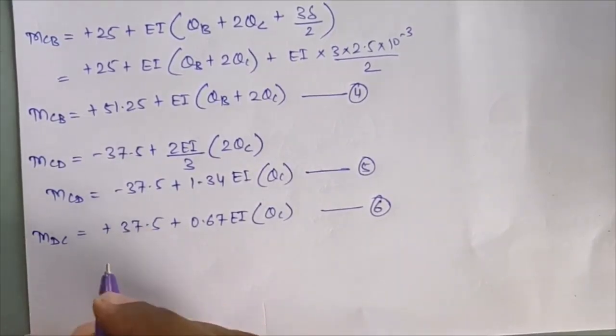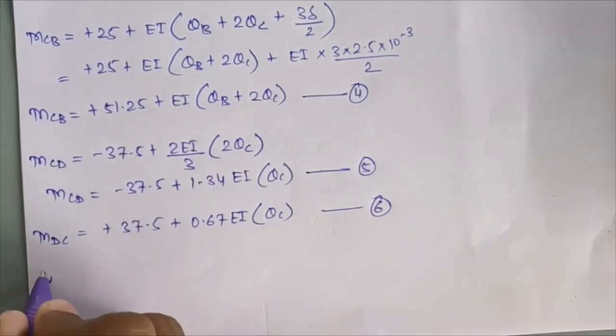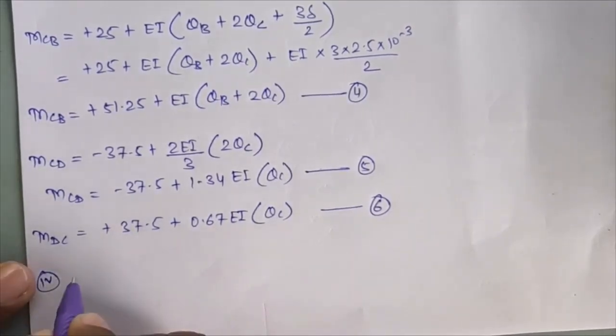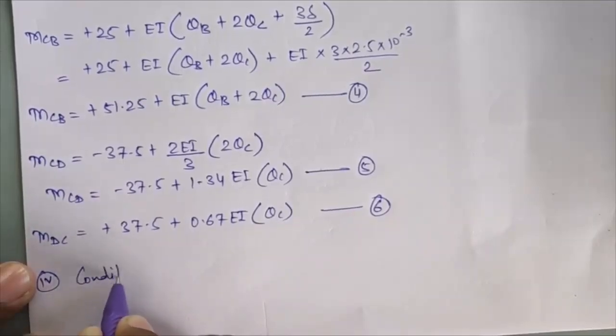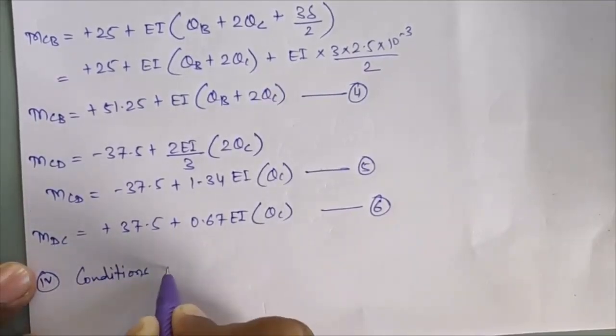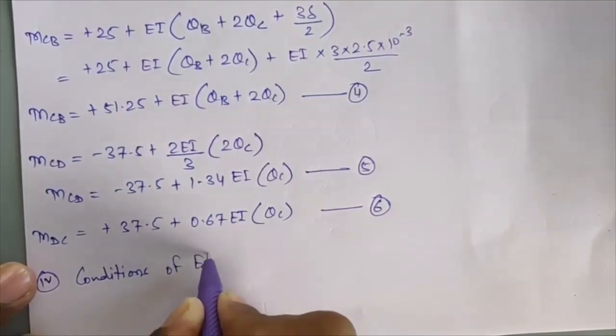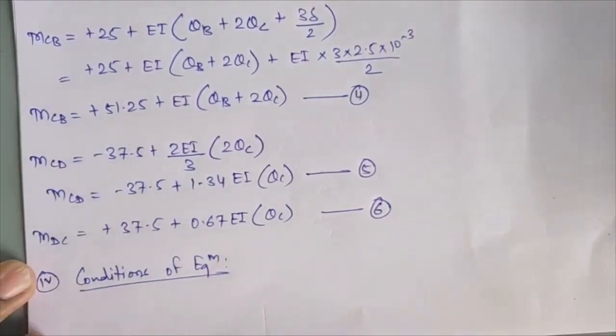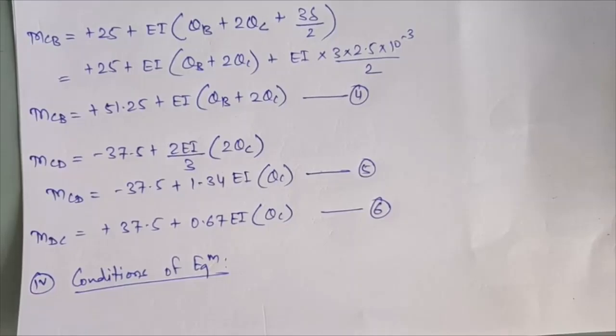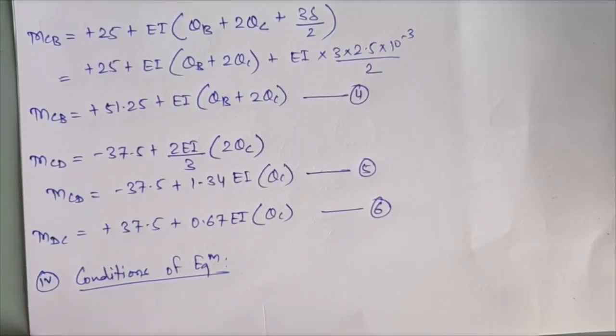Now we'll move to your next step, that is step number 4, conditions of equilibrium. Now conditions of equilibrium shall be equal to your value of degree of kinematic indeterminacy, that is in case of beams and non-sway frames over there. Okay, so DK value you are getting here equal to 2. So two conditions of equilibrium will be there.